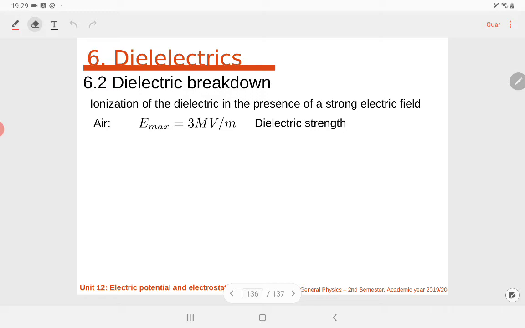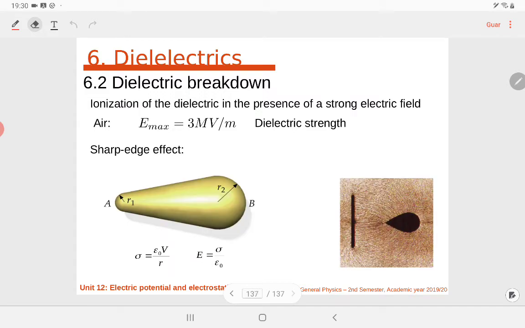An example of this electric shock would be a spark, or it could also be lightning. The lightning we see in clouds is the breakdown of the dielectric of the air, the dielectric breakdown of air. Perhaps you've noticed that it's easier to see a spark when the material has a sharp edge. This is called the sharp edge effect and can be explained in the following way.